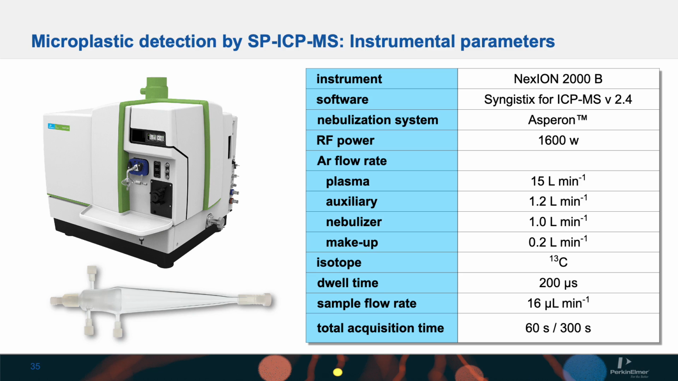We used the isotope 13 of carbon. We didn't use the isotope 12 because of the higher background of this mass, as we have seen at the beginning of the webinar. In such case, the detector should have been used in analog mode, losing the performance of the ion counting mode required in single particle detection. To reduce size detection limits as much as possible, we use a dwell time of 200 microseconds. Finally, the sample flow rate was 16 microliters per minute and the total acquisition time of 1 minute, although it had to be increased up to 5 minutes to record a representative number of particle events in some cases.